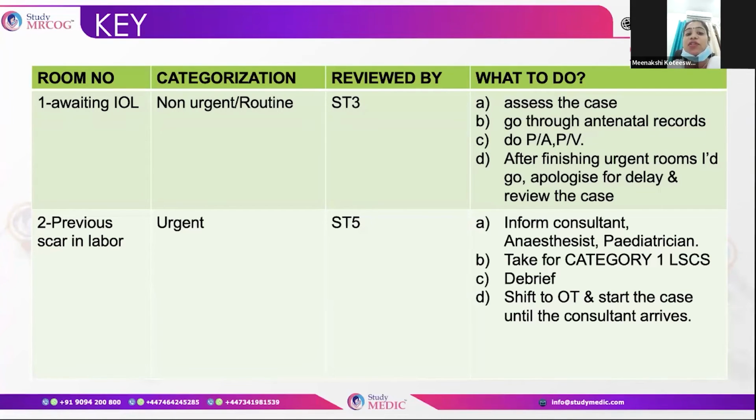And once we are finished settling with the other rooms, we could go and just apologize to the patient for the delay, and we can discuss regarding what are the benefits of induction of labor, what if it fails, and how long we are going to wait, and everything can be counseled to the patient once your urgent rooms are settled.